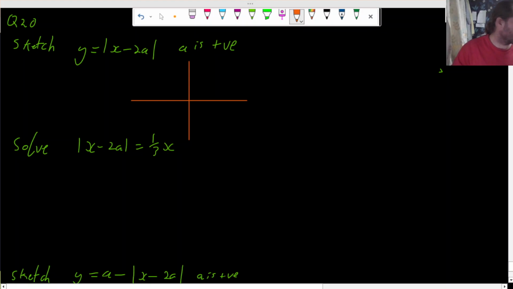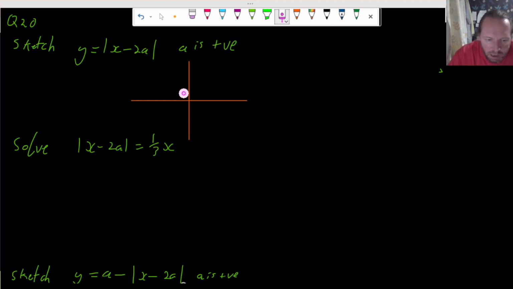Here we are doing Chapter 2, Year 2, Pure Mathematics Edexcel course. Chapter 2, Question 20, the mixed exercise. Sketch y equals modulus x minus 2a. Well, y equals x. I guess y equals x, just on its own, would be coming straight through like this. Of course we want modulus, so it's going to be a bouncing thing like this.